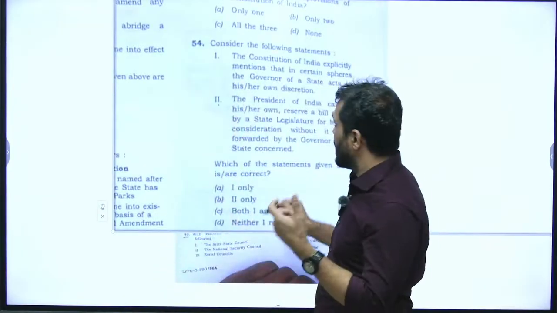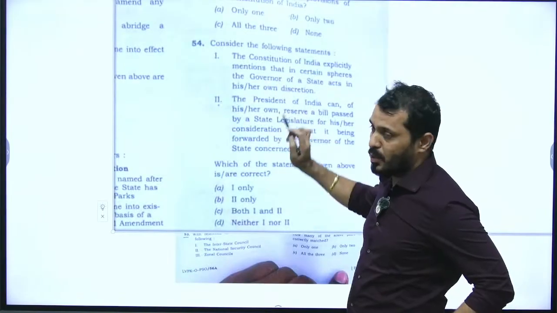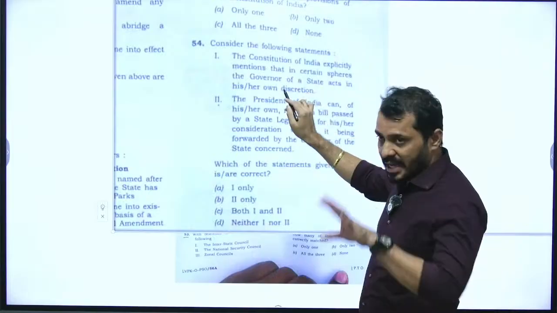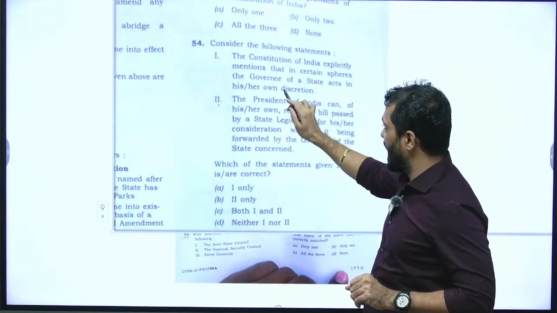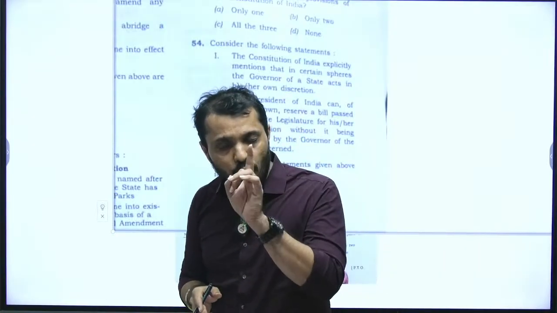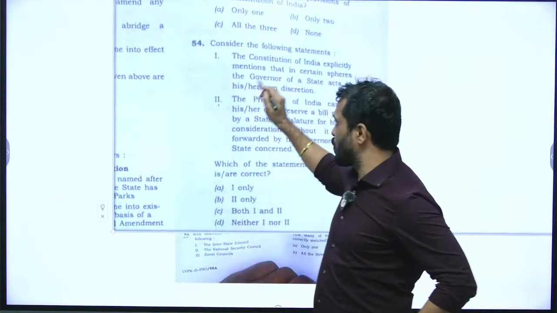So regarding that, let's see question number 54, statement number 1. The Constitution of India explicitly mentions that in certain areas, the governor of a state acts in her own discretion. Yes, right. The governor can act on their own discretion. That is right. Statement 1 is right.